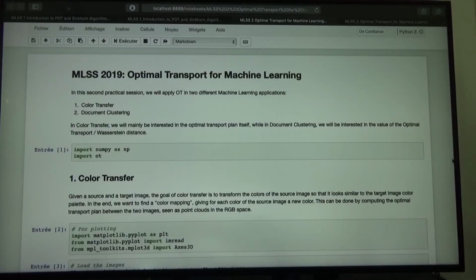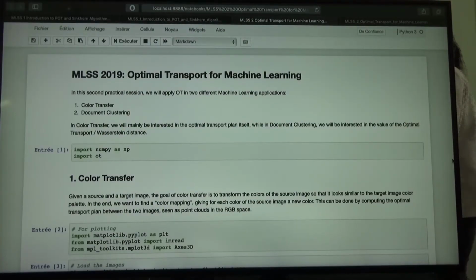So for this second part, we have 1 hour and a half. And what we're going to do is use the Wasserstein distances, that is the optimal transport distances, on real data applications.